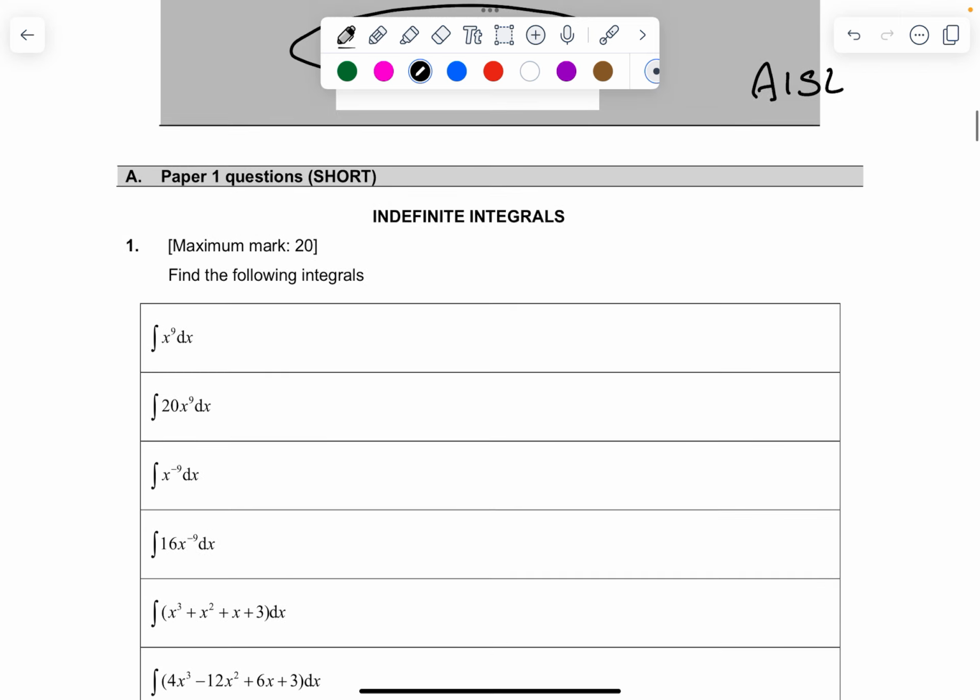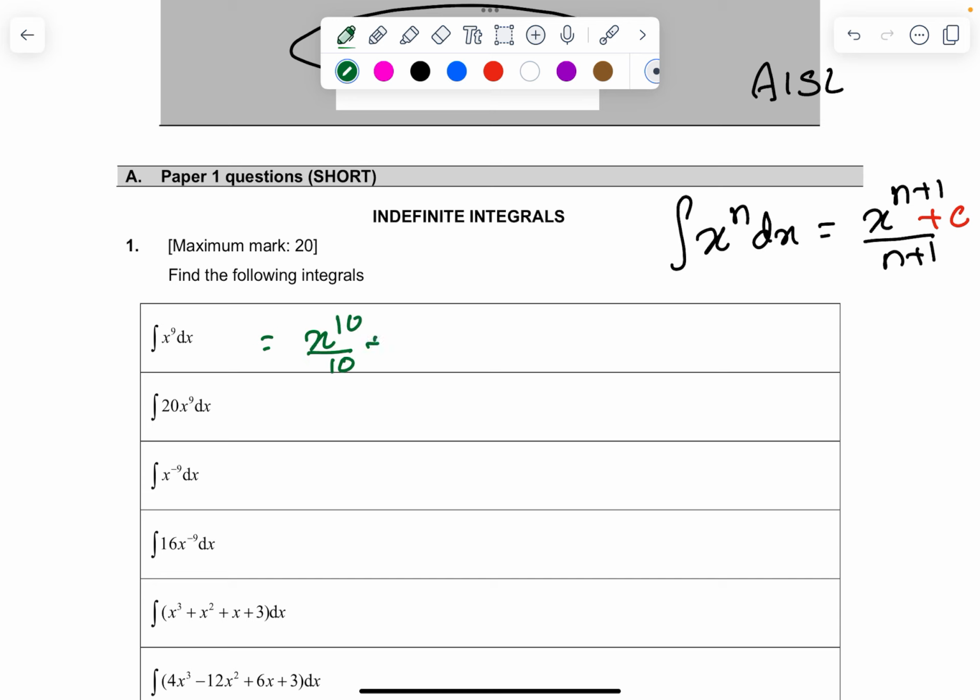So let's do x. The only formula that we need is the integral of x power n, which is going to be what? x power n plus 1 upon n plus 1, plus c. Don't forget to write plus c. So over here n is 9, so it's going to be x power 10 upon 10 plus c. And for this one it is going to be 20 x to the power of 10 divided by 10 plus c, which when you simplify is 2x to the power of 10 plus c. That's going to be the answer.